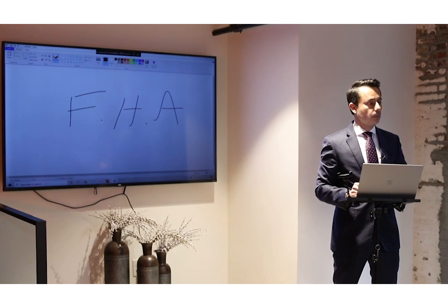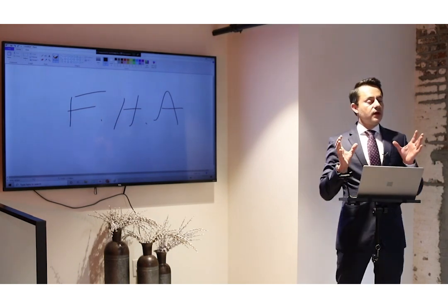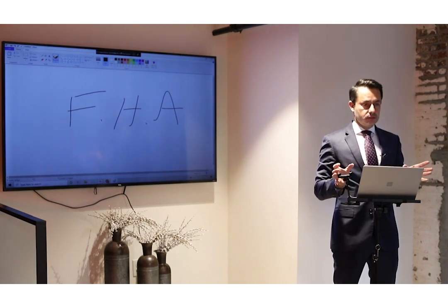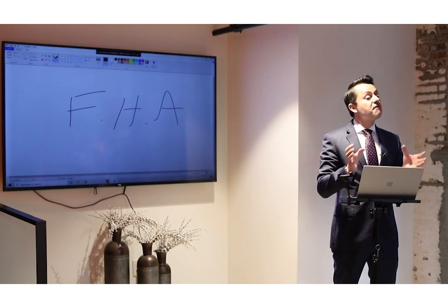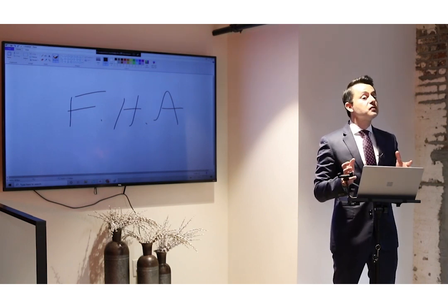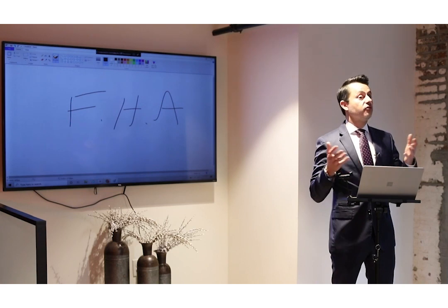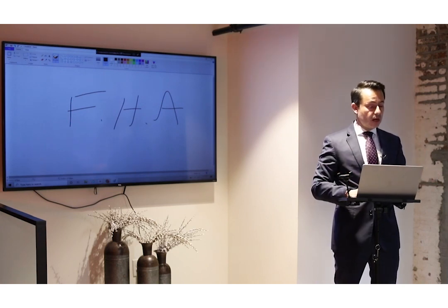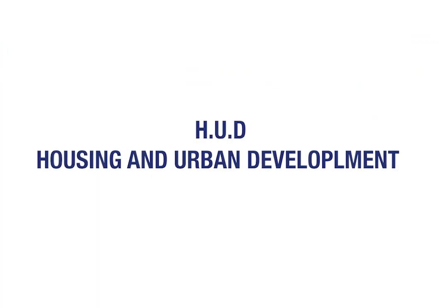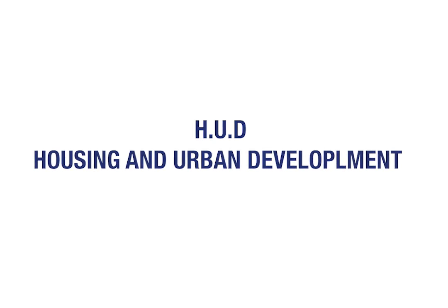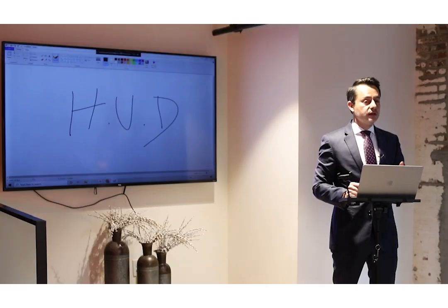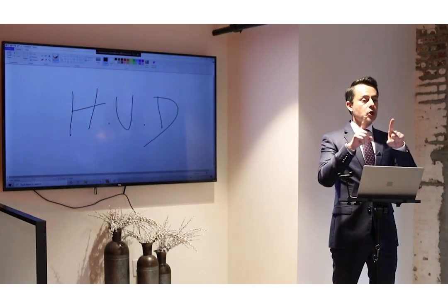FHA? So the main difference is that conventional loans are backed by private lenders or banks or private lending institutions. FHA, on the other hand, is backed by the Federal Housing Administration. And whenever you see the word federal, what does that mean? The government. And then there is also another entity tied to FHA, which is called HUD, Housing and Urban Development Corporation. Again, another government entity. FHA and HUD go hand in hand.